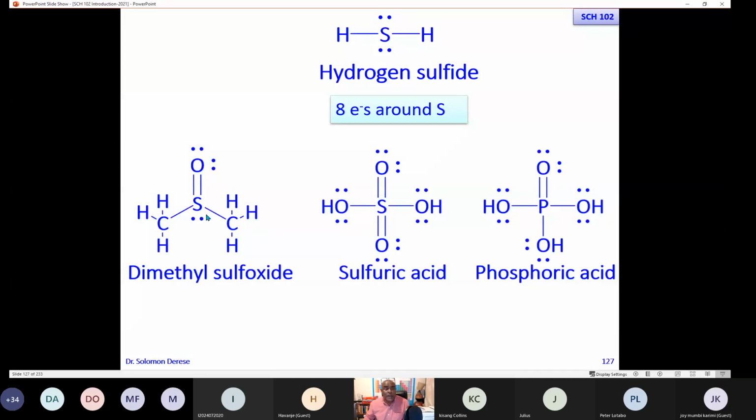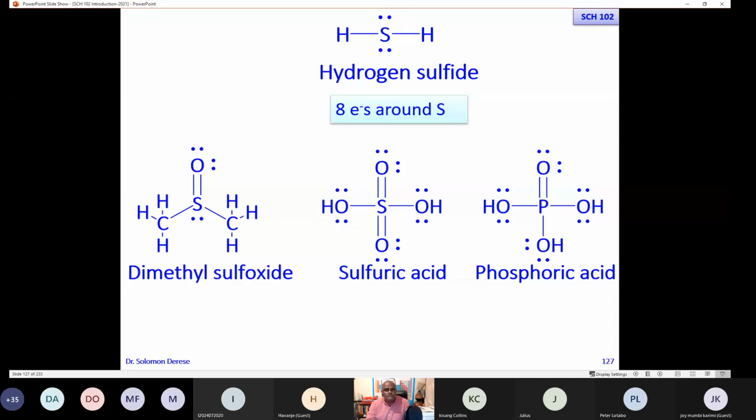But if you look at the sulfur in this particular compound called dimethyl sulfoxide, you will see around the sulfur, how many electrons do you see around the sulfur in dimethyl sulfoxide? How many electrons do you see on the sulfur or surrounding the sulfur?